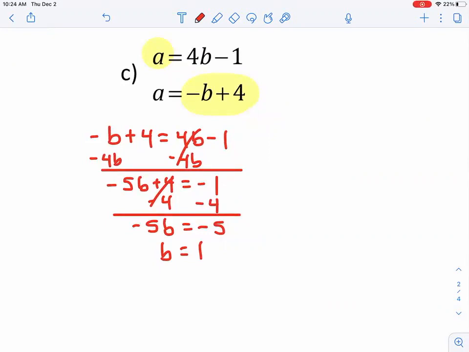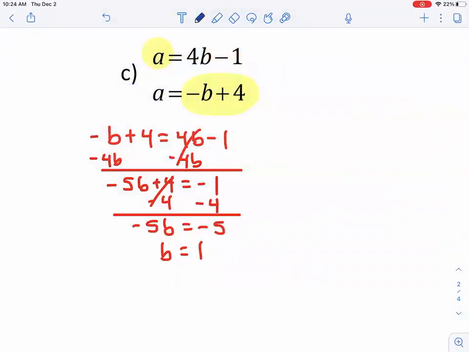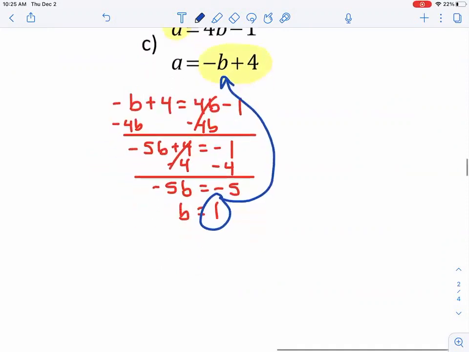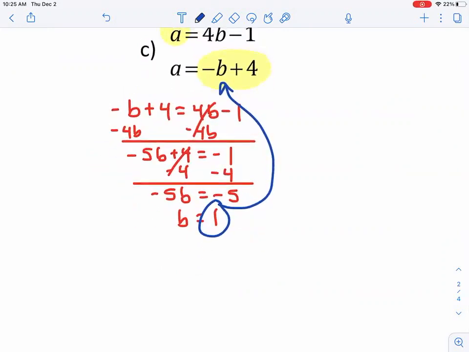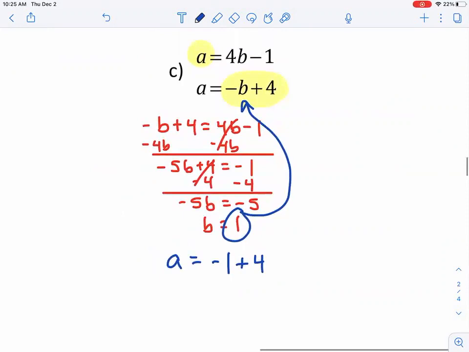All right, but again, it's only half of my answer. I still need to figure out what the other letter is, what A is. So now I'm going to take that 1 and plug it in there so that I can figure out what A is going to be. So I have A equals, instead of -b, I'm going to write -1, because remember B is 1. And plus 4.